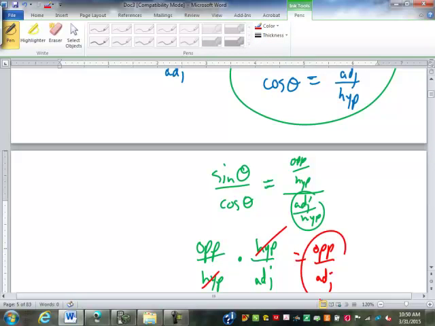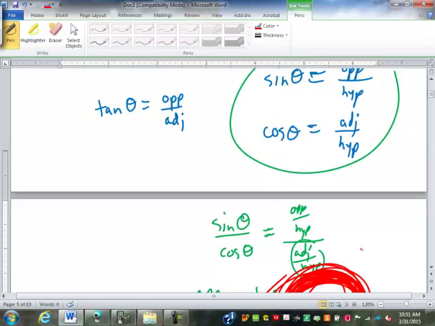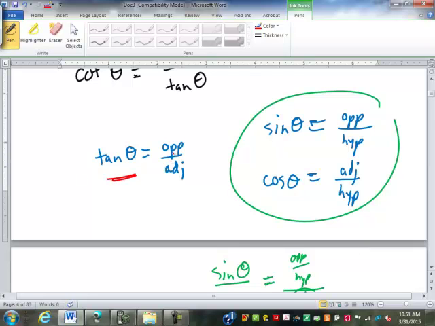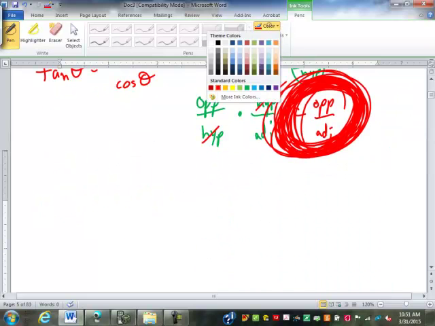Does that look familiar? I'm going to keep circling it until somebody tells me what it is. Opposite over adjacent is what? That's a tangent. So a tangent of an angle can be found by taking the sine of that angle divided by the cosine of that angle. Let's test this and see.